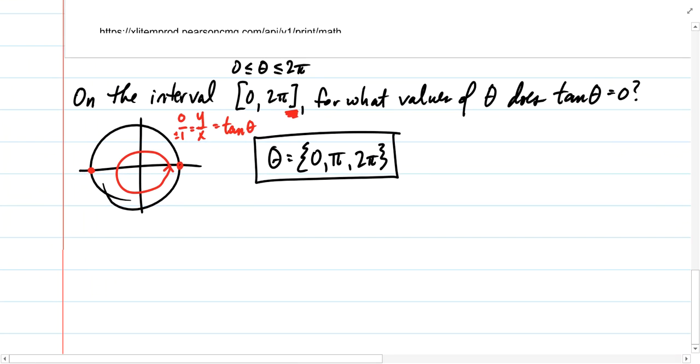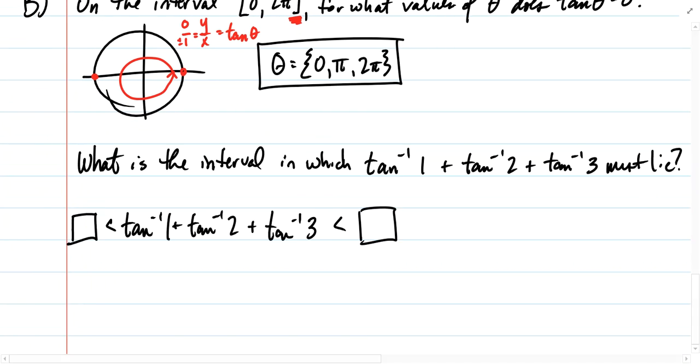And the next part of question B, by the way, this started part B of the problem, looks something like this. It asks us, what is the interval in which tangent inverse of 1 plus tangent inverse of 2 plus tangent inverse of 3 must lie? And the answers that we choose are going to be entered into these boxes here. They must be exact answers using pi as needed.